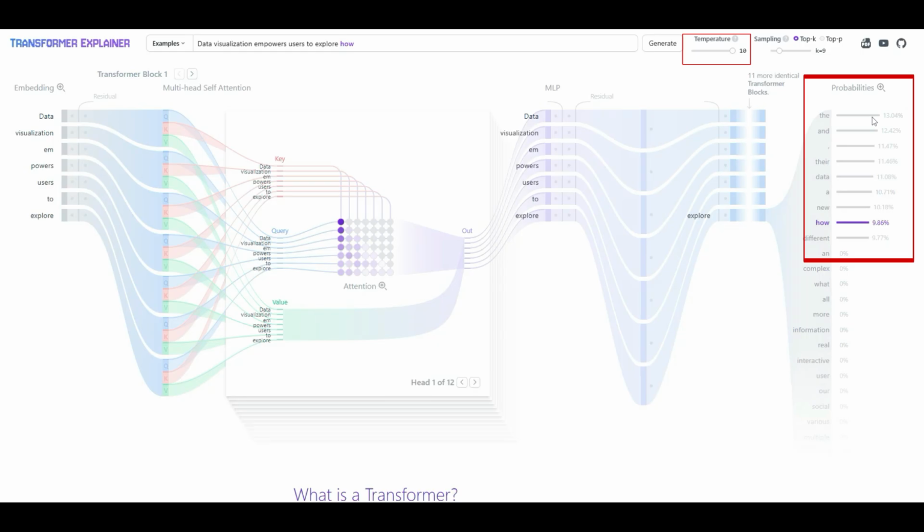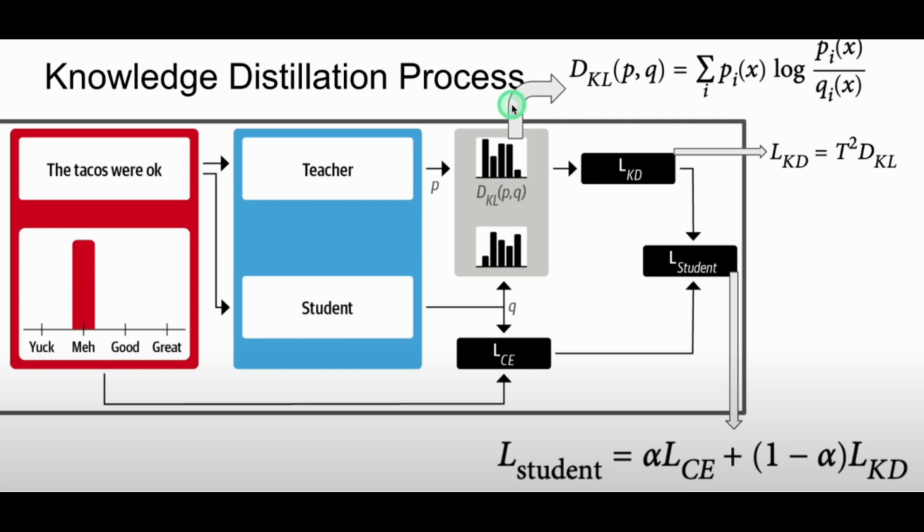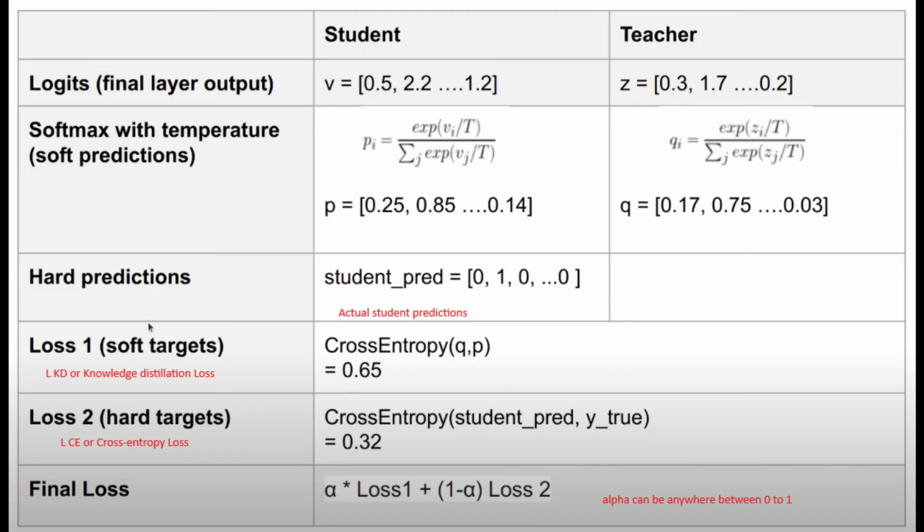How does knowledge distillation work? 1. First, we adjust the temperature of the teacher model to be greater than 1, and if needed, also a higher value for sampling. 2. We input the same statement to both the teacher and student model so that we can compare their output. The student model will perform its own prediction, and the teacher model will do its own predictions.